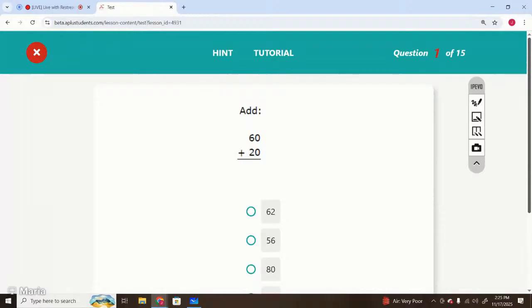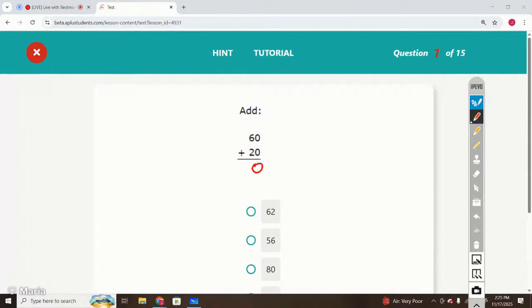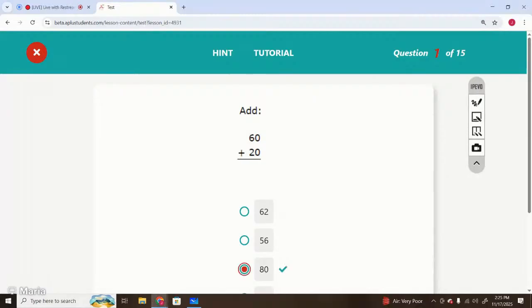Add 60 plus 20. 0 plus 0 is 0 and 6 plus 2 is 6, 7, 8. So 6 plus 2 makes 8. That is 80. The correct option is 60 plus 20 is 80. The correct option is 80. Option number 3 is the correct option.